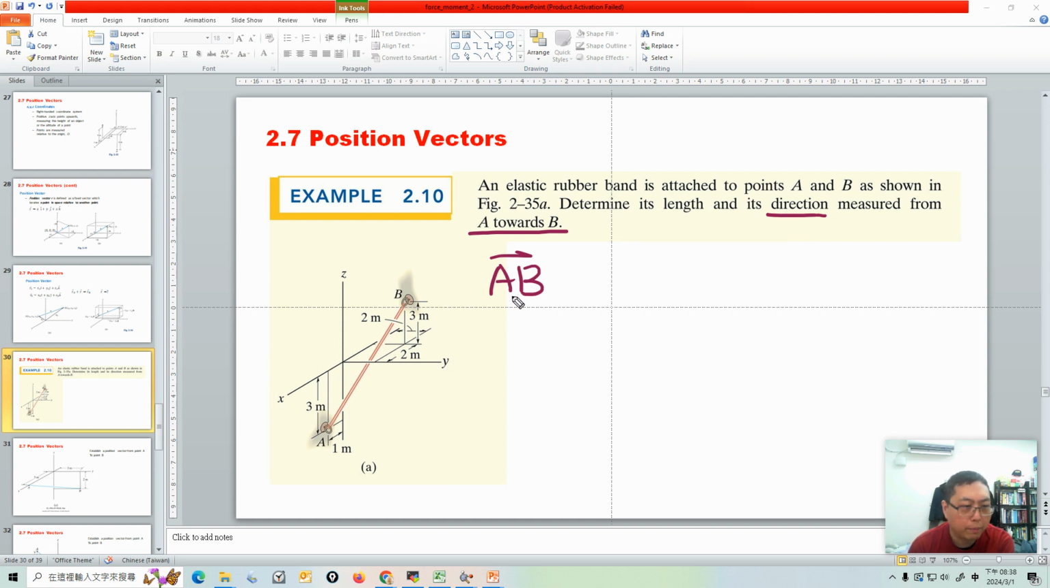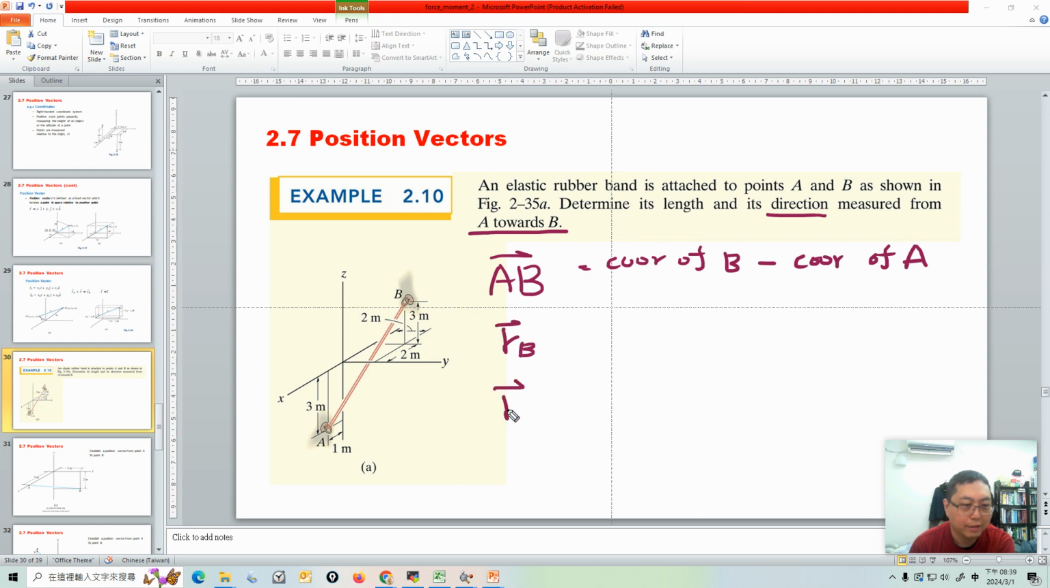The question gives you the two points, and you want to calculate the vector. The AB vector means the coordinate of B minus the coordinate of A. The next thing you have to identify is the coordinate of B and the coordinate of A, or just say the position vector of B and the position vector of A.